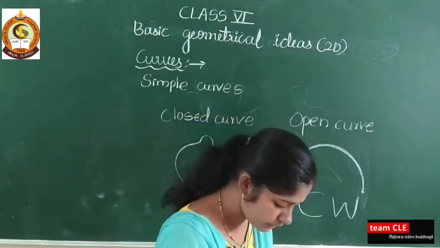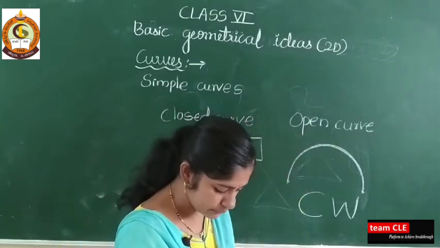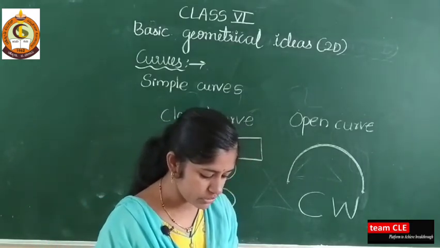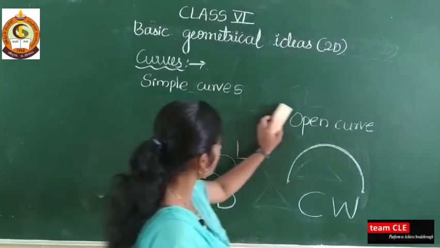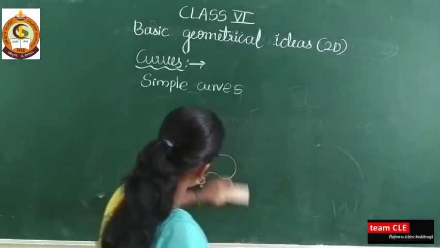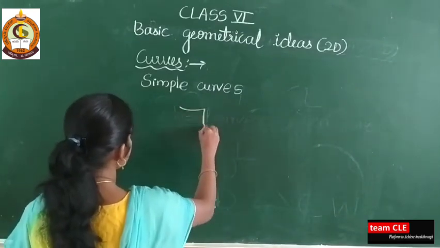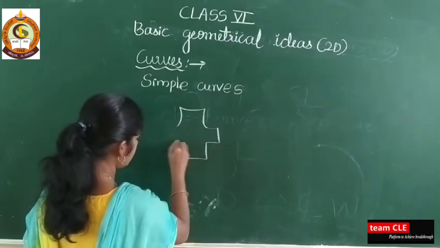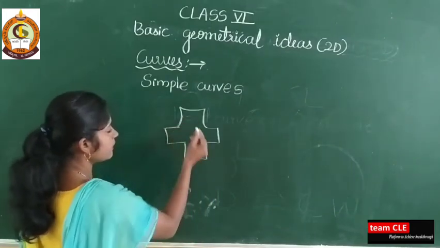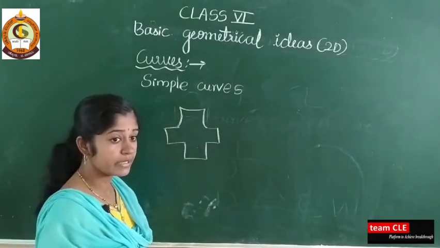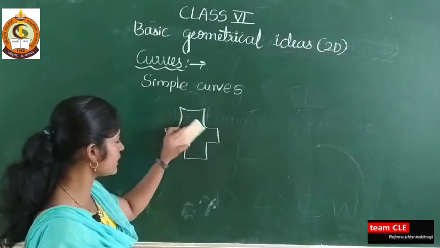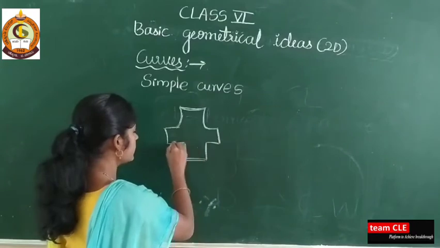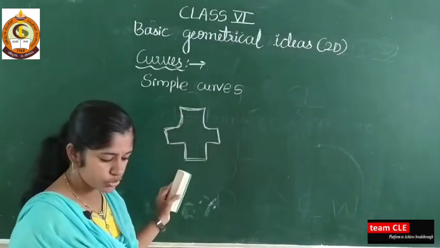On that basis you have some examples in exercise 9.2, page number 125. Here classify the following into open curves and closed curves. The first shape is like this. Then tell me, is this an open curve or a closed curve? Yes, this is a closed curve because it started at one point and again finished at the same point. So this is a closed curve.